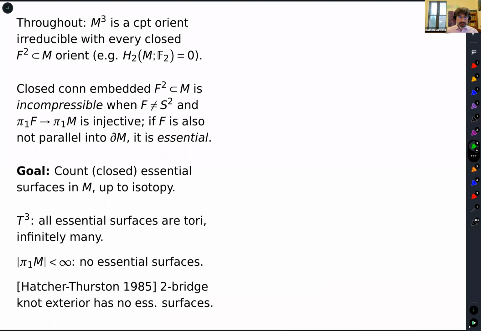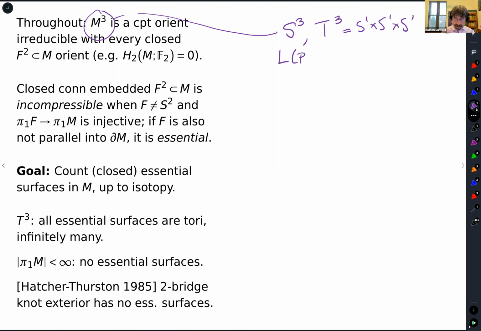Let's set the stage. What are we going to be talking about? We're going to be talking about three manifolds, let's say compact orientable three manifolds. So think maybe the three sphere or the three torus, or maybe a lens space, a standard example from algebraic topology, or maybe you could take a surface of genus g cross a circle, something like that.